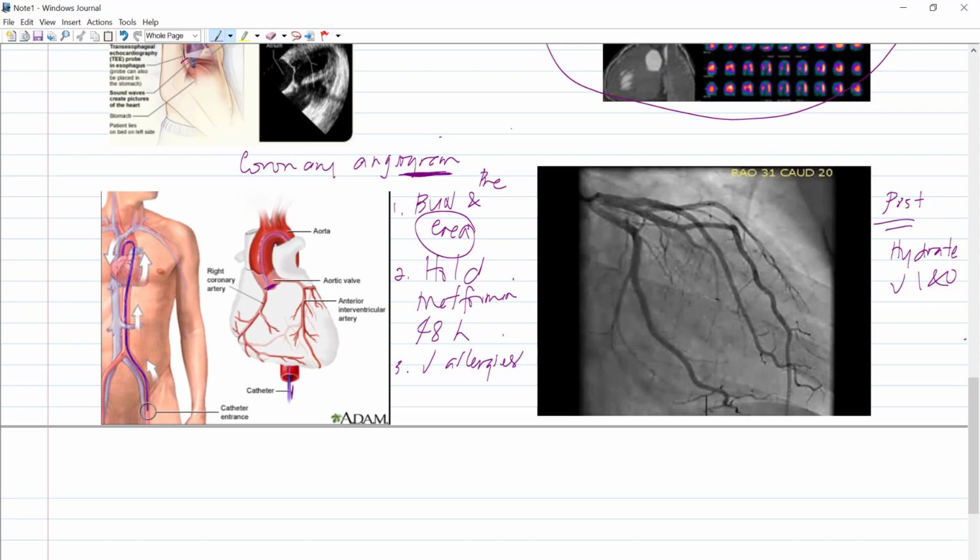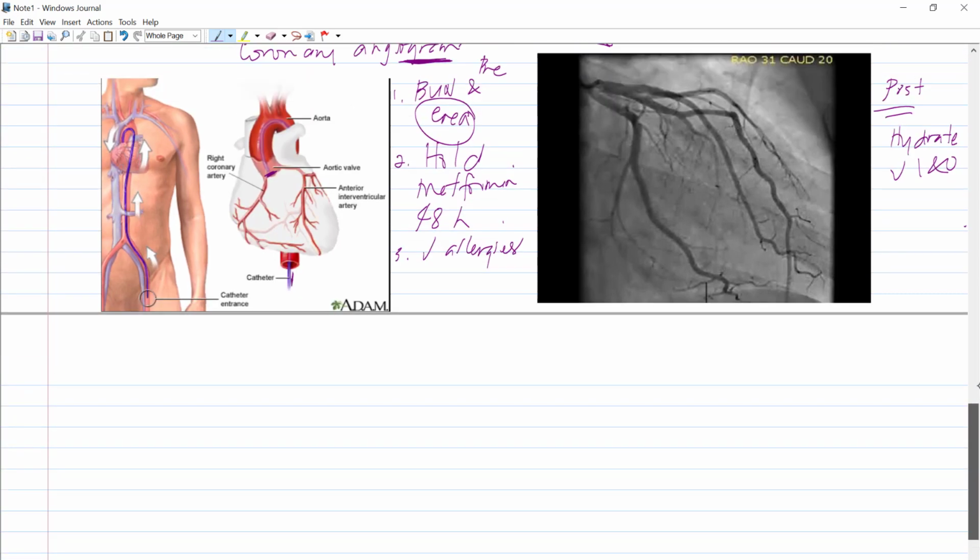So as you can see with coronary angiogram, on this side, you can see what they look at. So from here, you can see if there's any blockages in the coronary artery. Okay, so that's one of the diagnostic tests.